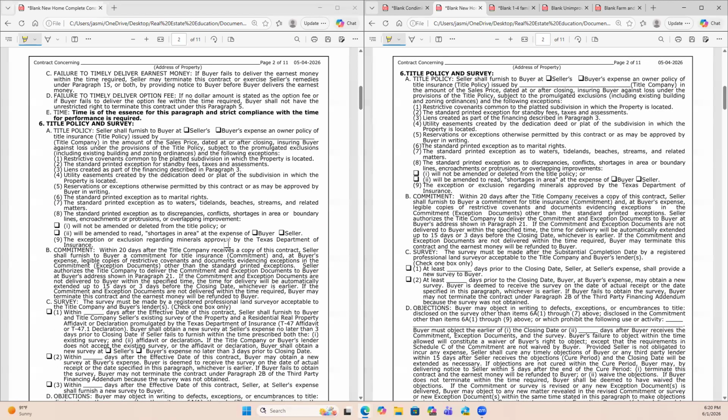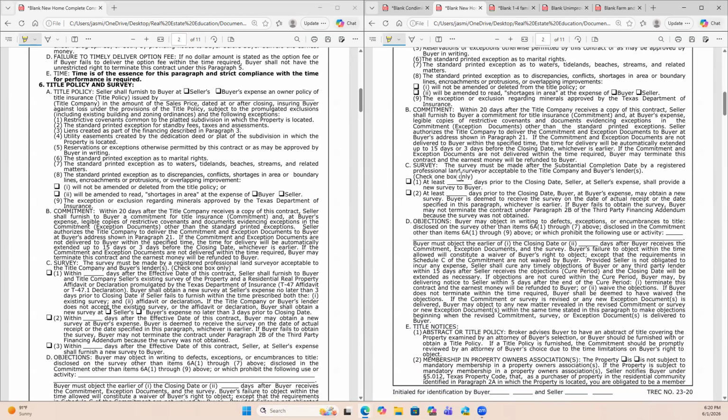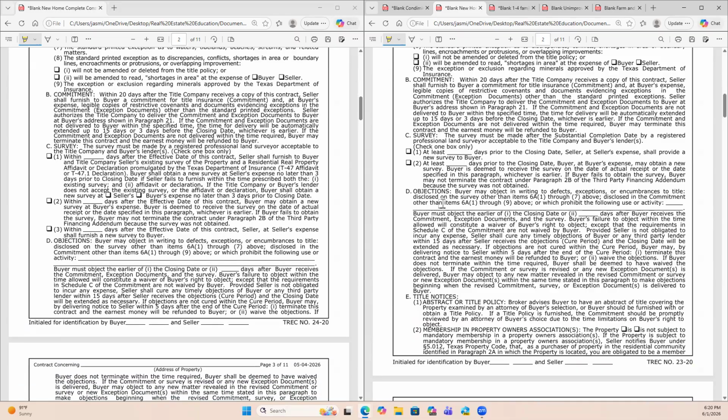All of this is the same. If you're going to have a survey, who's paying for the shortages? All of this is the same. And then you get down to the title commitment. Again, all of these are the same except the survey. This is where the difference comes in, right here on the survey.